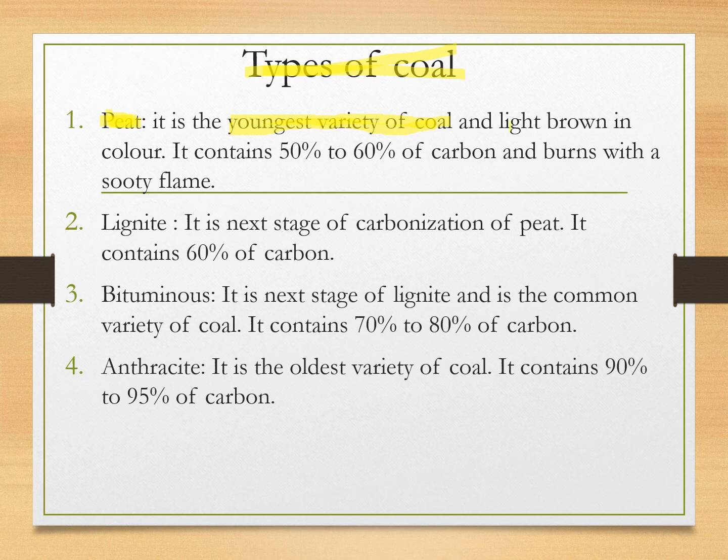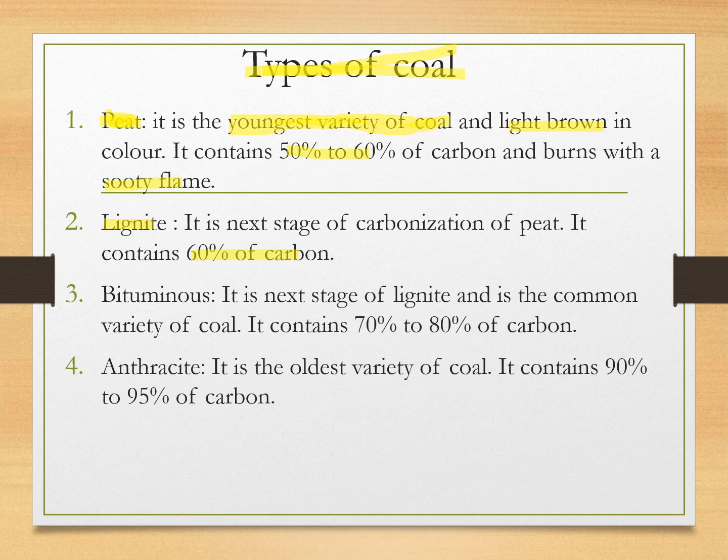It has a light brown color and contains only 50 to 60% of carbon, which is a very low carbon percentage. It burns with a sooty flame. Next we have lignite, the next stage of carbonization of peat. If you keep peat for a long duration, it converts into lignite, so there is a higher percentage of carbon. Peat has less carbon than lignite.